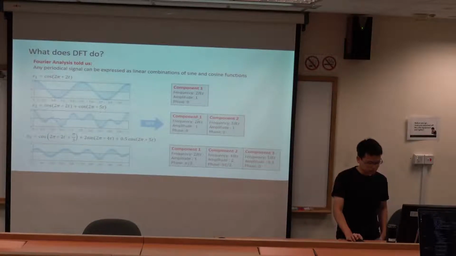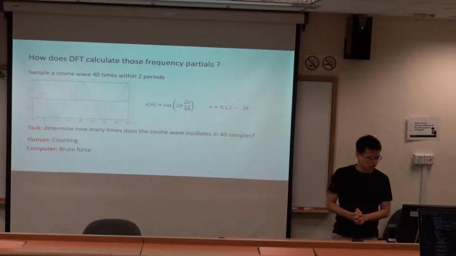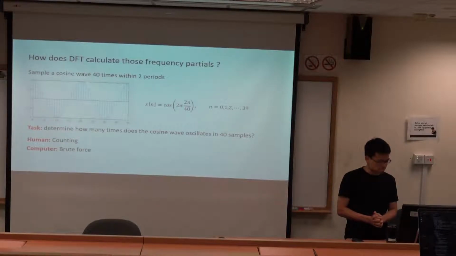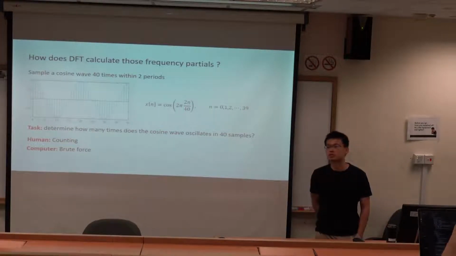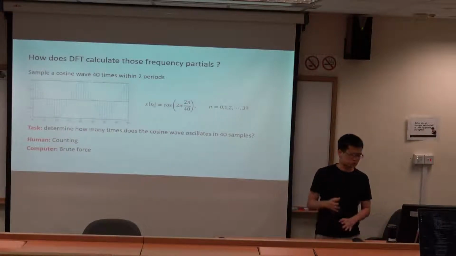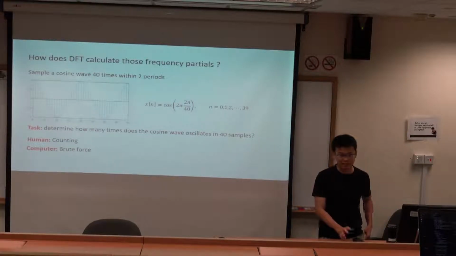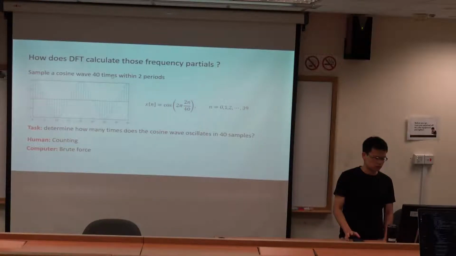So then, how does DFT calculate this? Let's look at a simple example. This is a cosine wave. I sampled it 40 times within 2 periods. So the equation will be like this. For now, let's forget about the sample frequency, forget about the time. Only look at the samples. I sampled 40 times within 2 periods.